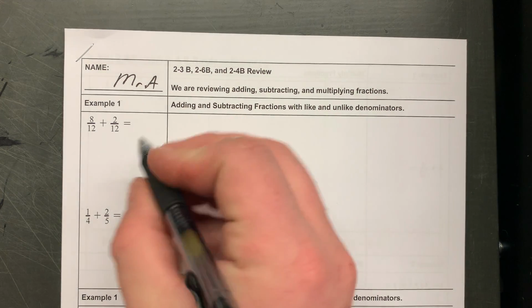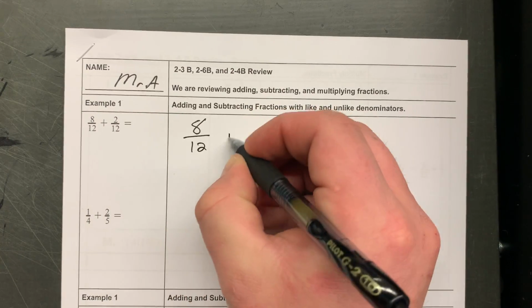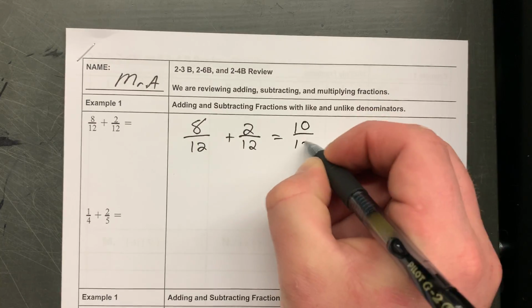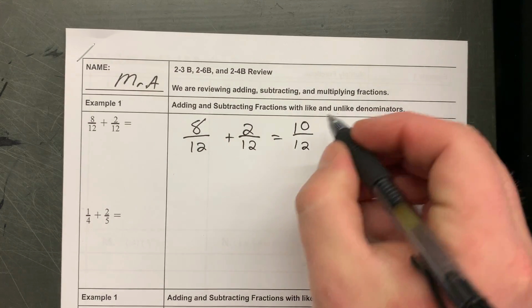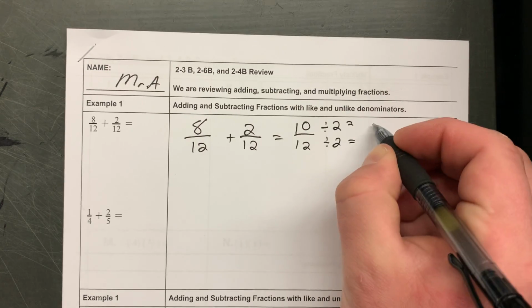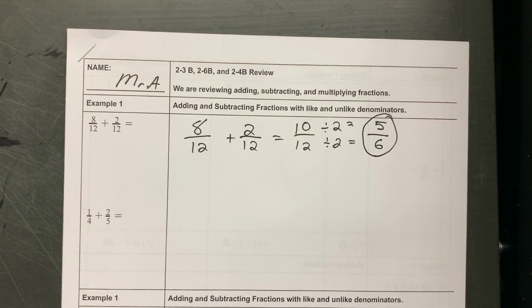So we look at this, I can add them right off the bat because they have the same denominator. 8 over 12 plus 2 over 12. That gives me 10/12. I know that they're both even, so I can simplify them by dividing by 2, and I get 5/6. And that's my final answer for that one.